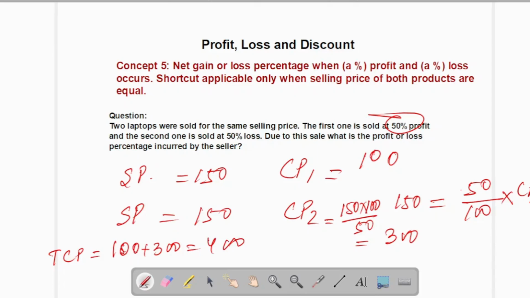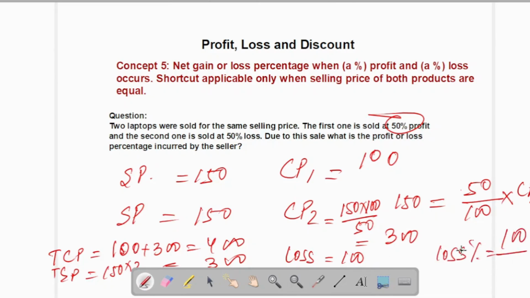And what is the total selling price? Selling price is 150 into 2. Both the laptops are selling at 150, so 300 is my selling price. So the cost price is 400, selling price is 300. So cost price is more than the selling price. So 100 rupees I am making losses. So what is my loss percentage? Loss percentage will be 100 divided by the cost price, which is 300 into 100.